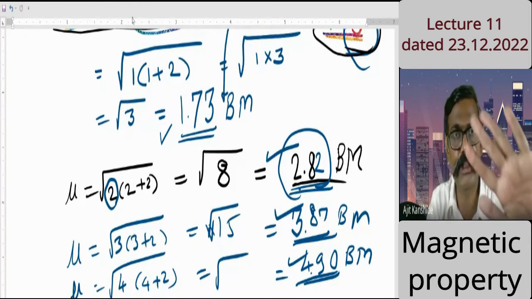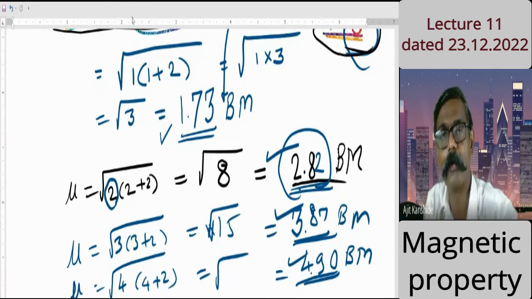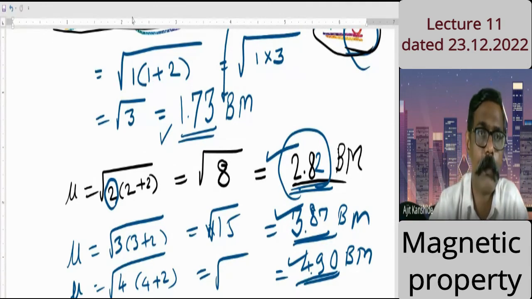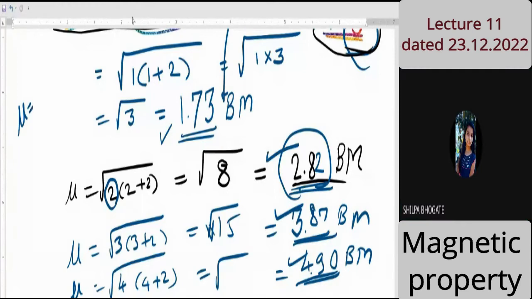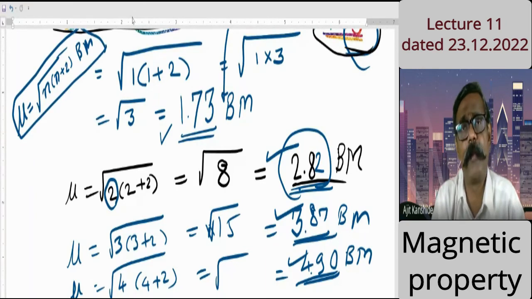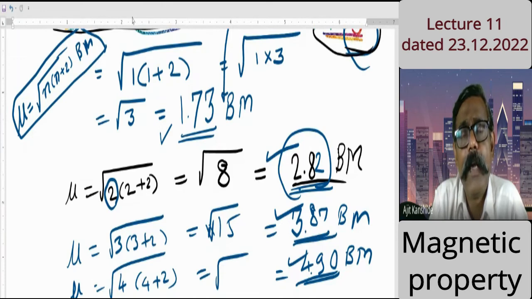I repeat what I am explaining on the board. I had given you one formula. What was that formula? Mu is equal to square root of n into n plus 2 Bohr magneton. It is the spin-only formula that we accepted. n is the number of unpaired electrons. With the help of that, we did calculations: for one unpaired electron, how much magnetism will be there? For 2, 3, 4, likewise, we did calculations.